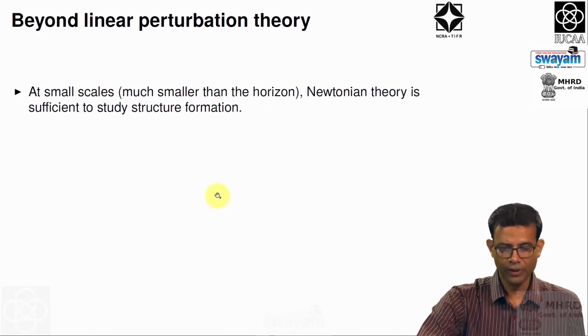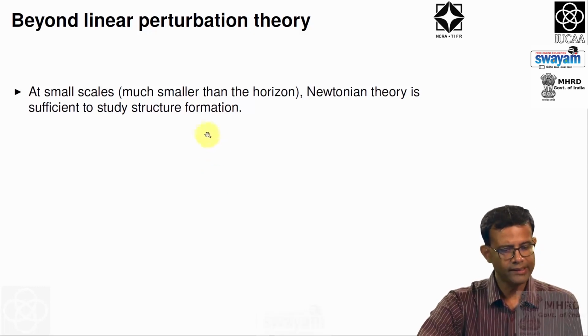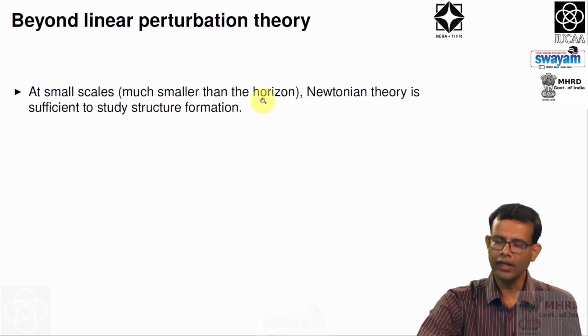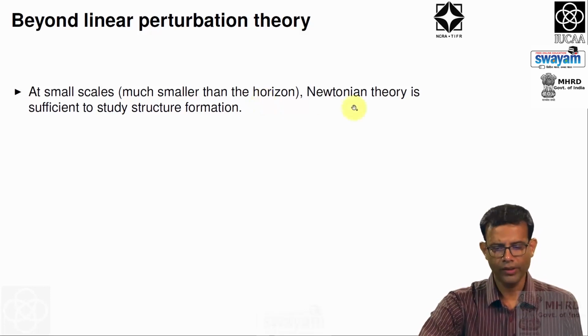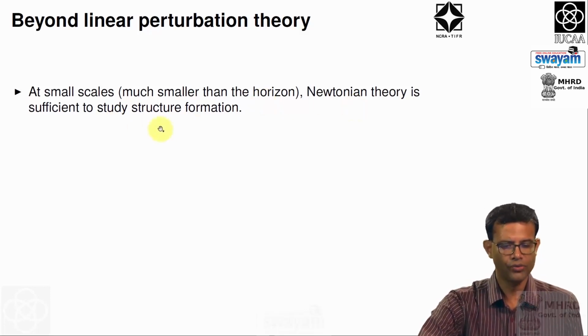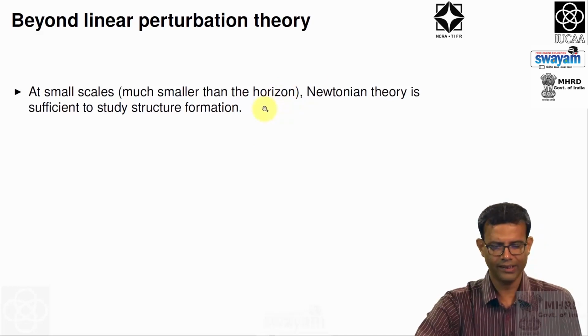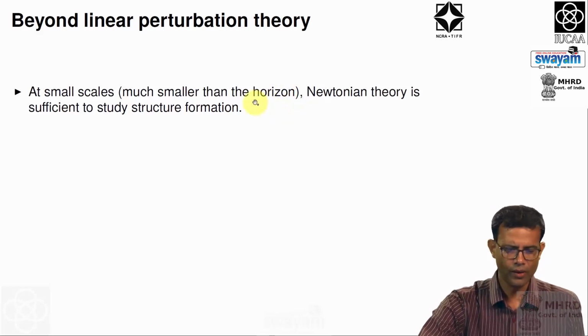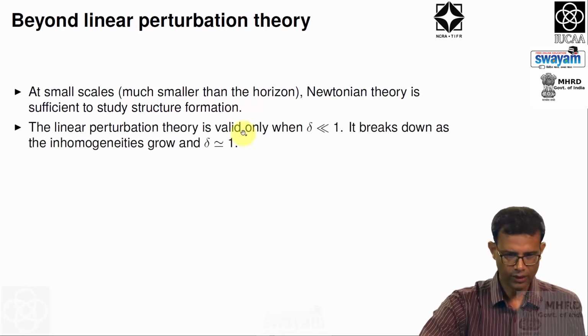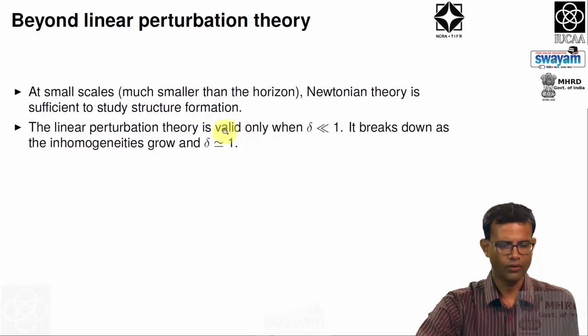However, linear perturbation theory is not all. First, let us understand that at small scales much smaller than the horizon, the relativistic effects are not that important. So, even a Newtonian theory is sufficient to study structure formation, and that is what we do. We just study structure formation in Newtonian theory as long as we are at scales much smaller than the horizon, and actually most of the time we are there when we want to study galaxies, large scale structures and so on. So, we do not have to worry about relativistic effects for studying the large scale structure around us.